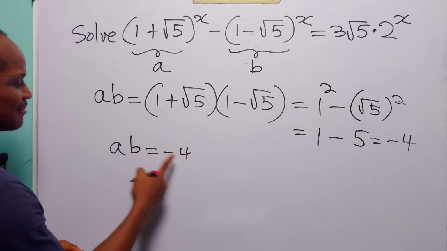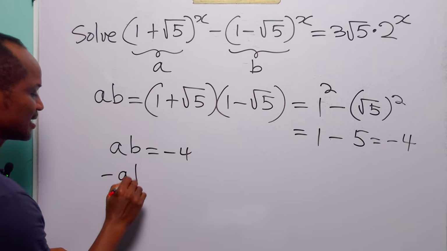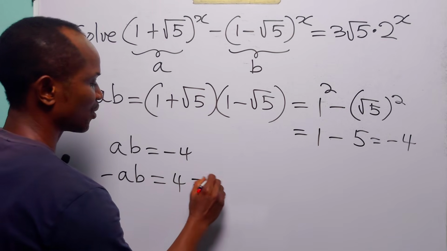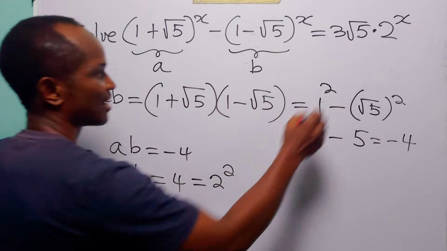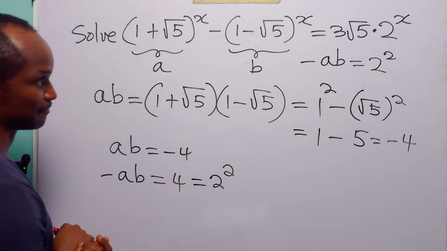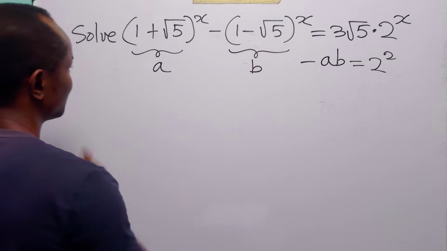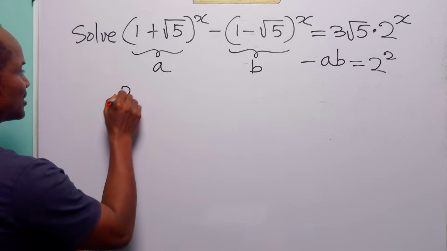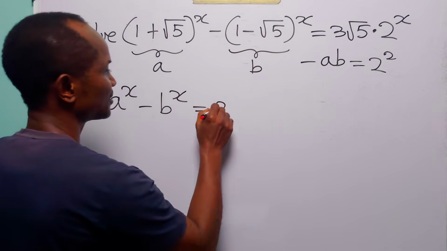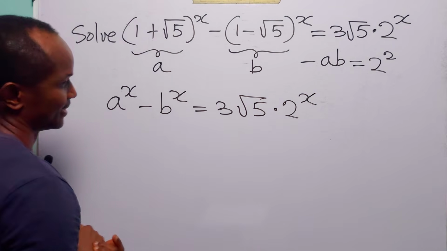Now, when we multiply both sides of this equation by minus 1, we have that minus ab is equal to 4. And of course, you know that 4 is equal to 2 squared. So we have that minus ab is equal to 2 squared. Now let us rewrite the original equation in terms of a and b. When we do that, we have a to the power x minus b to the power x is equal to 3 root 5 times 2 to the power x.